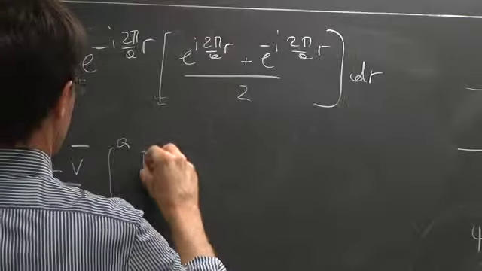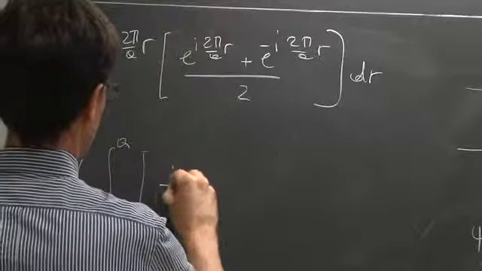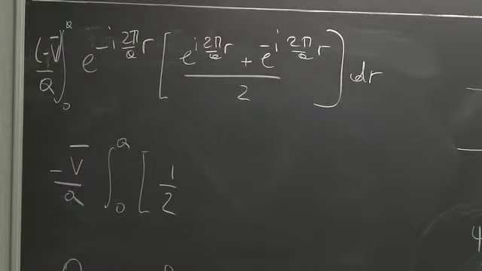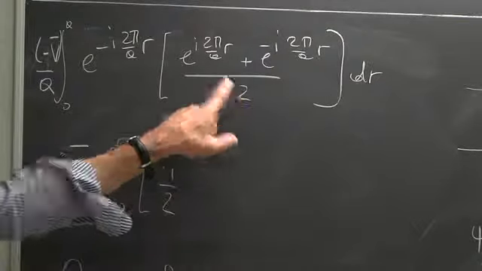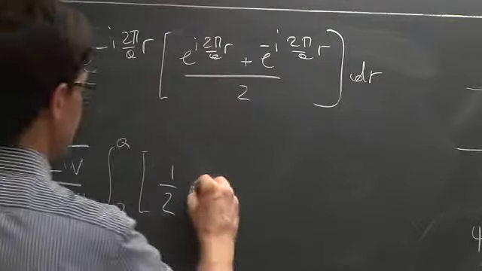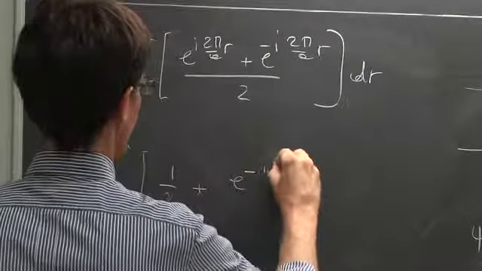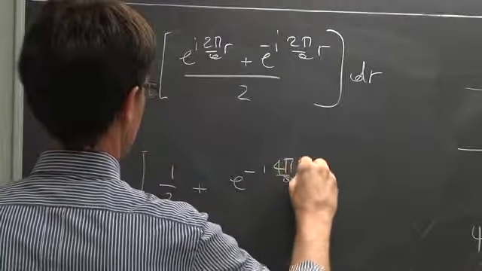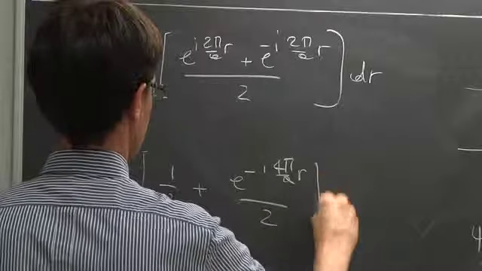Of 1 divided by 2, right? That's a factor of 2. The second term is minus i 4 pi over a r over 2.